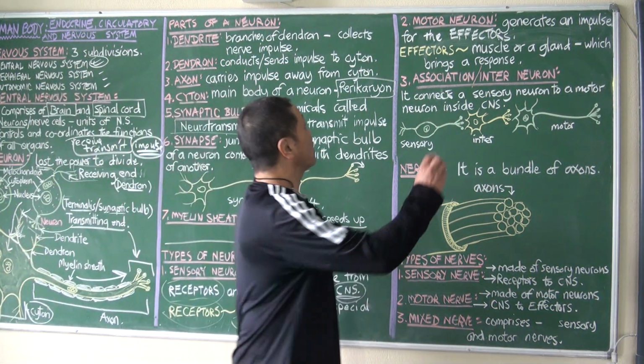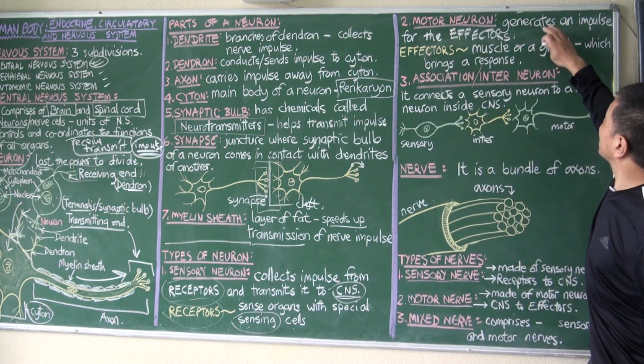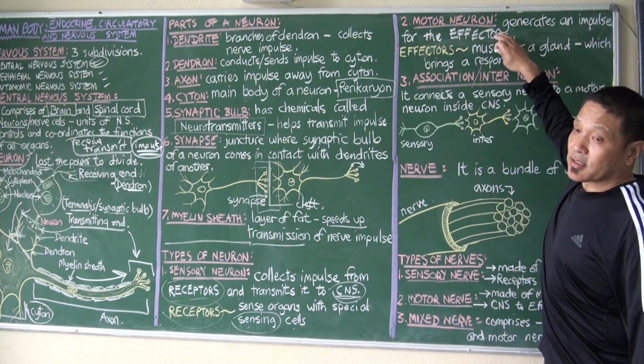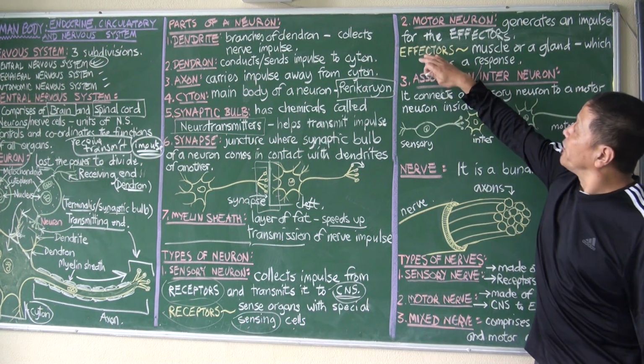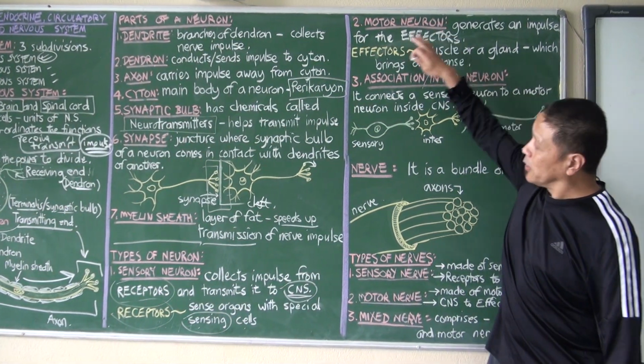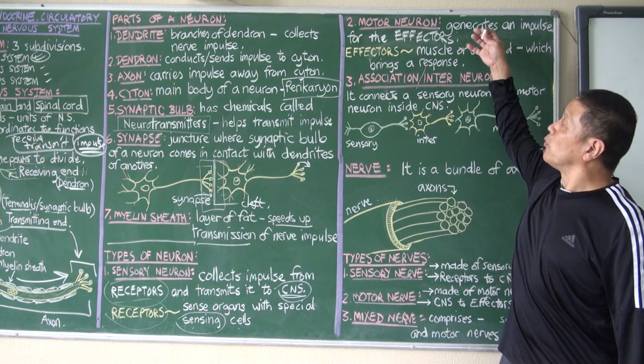The second type is called the motor neuron. Motor neuron is the one that generates an impulse for the effectors. What are effectors? Effectors are muscle or a gland which brings a response. Now I want to connect these two, okay? Sensory neuron and a motor neuron.